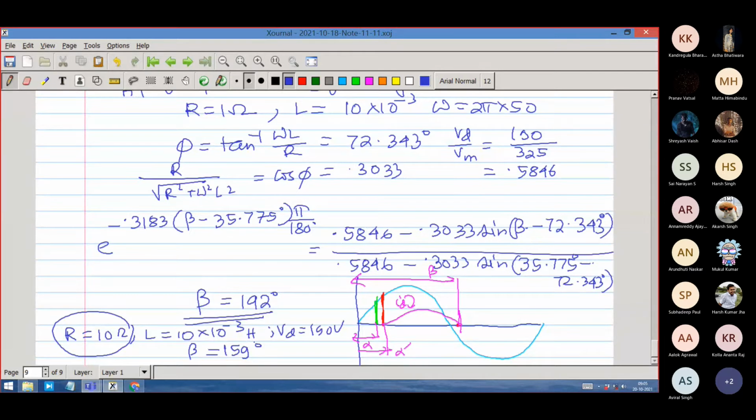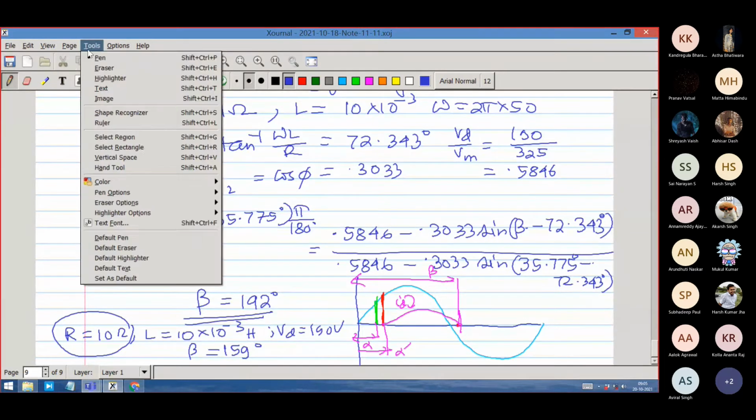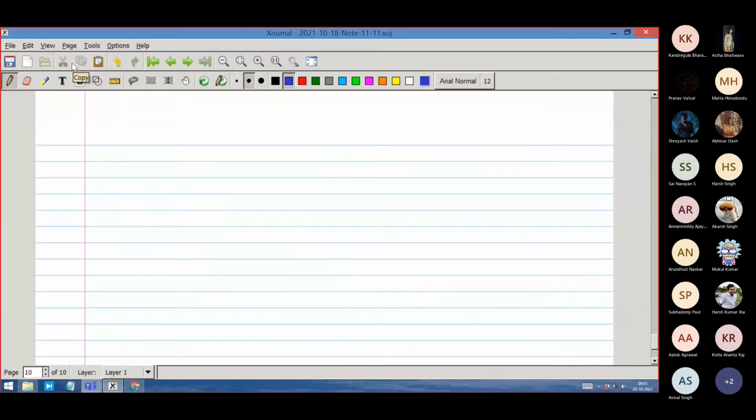I had also, for better understanding, done a few more things here. I put alpha equal to 45 degree, so that alpha dash issue was not there, and for that R is equal to 0. Other things are the same. Vd is still 190, so I got beta equal to 204, almost the same value.